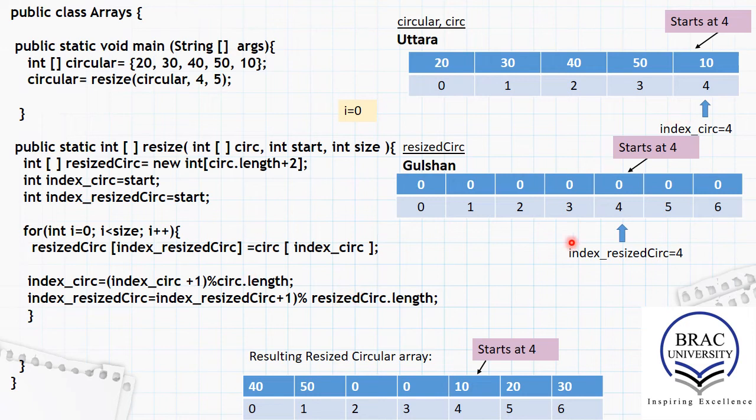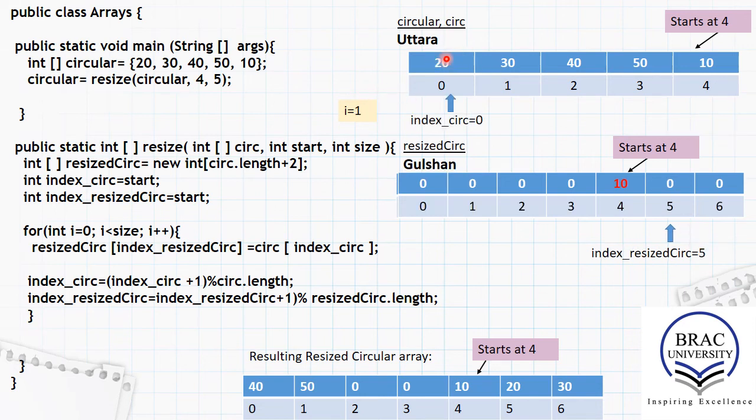So after this line, 10 will be copied over here. And after that, incrementing this value will make it become 5, and 5 mod 5 will give me 0. So in the next iteration, index underscore circ will point at 0. And incrementing this value will give me 5, and 5 mod 7 will still be 5. So this will point at 5 and this will point at 0.